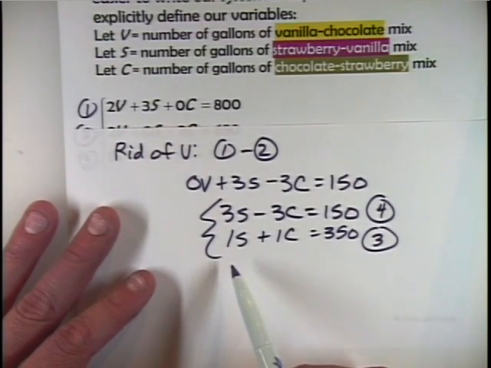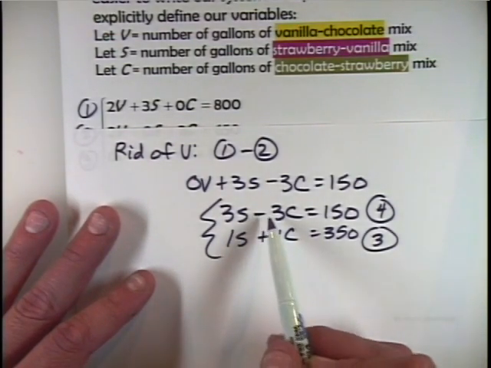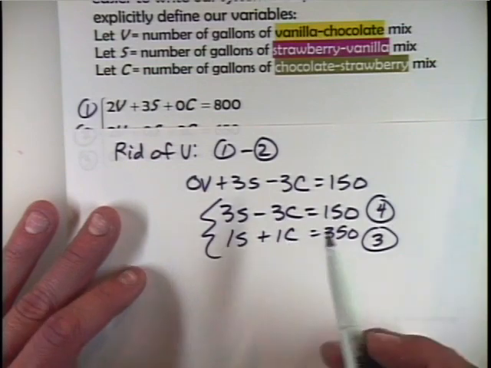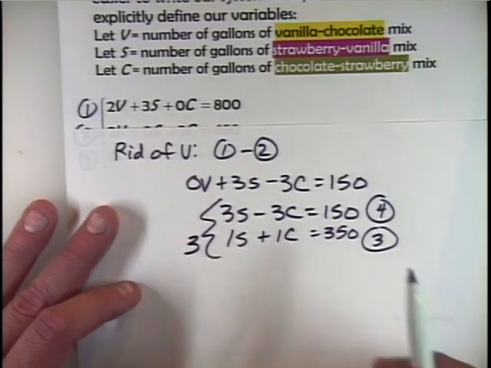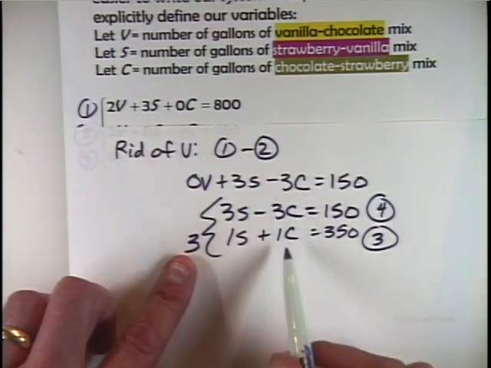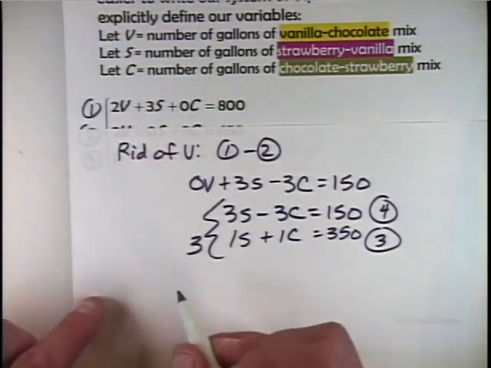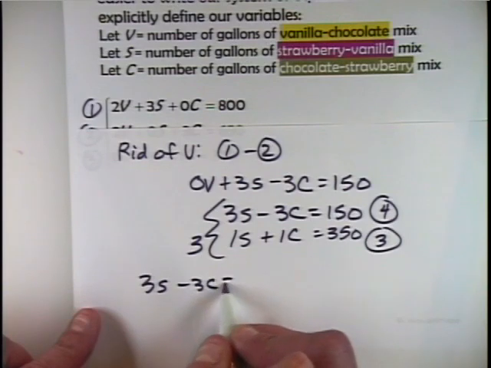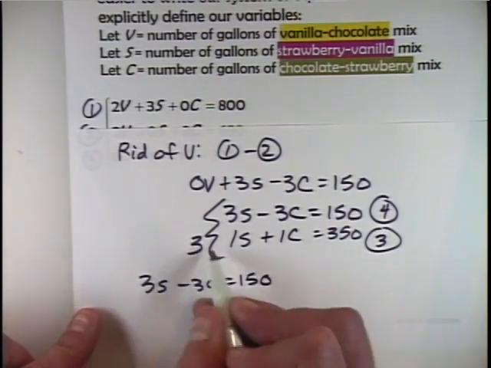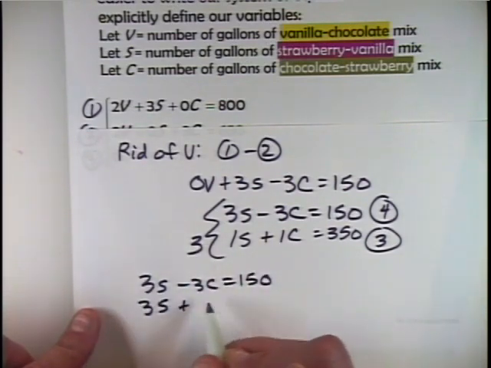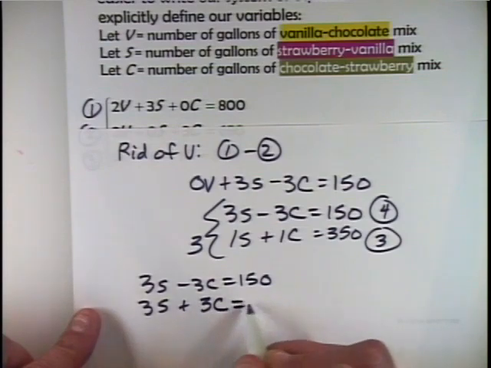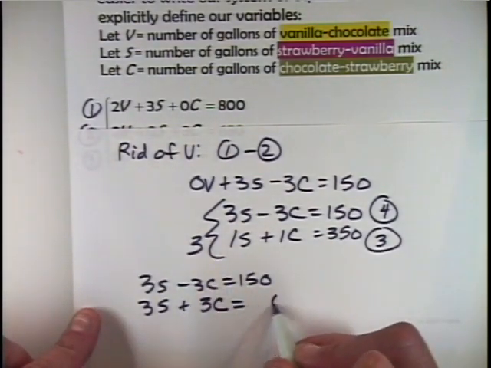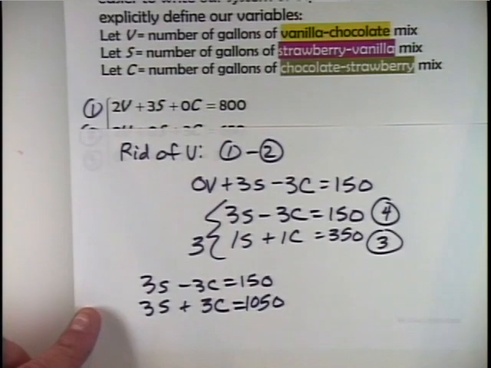I will try to eliminate a variable. I notice over here that I have a negative 3 and a positive 1. So it might be easier to multiply the bottom equation by 3 and try to eliminate the C's. So in doing that, I'll rewrite it. I get 3S on the top minus 3C equals 150. And on the bottom, multiplying through, I get 3S plus 3C equals 350 times 3 is 1,050.